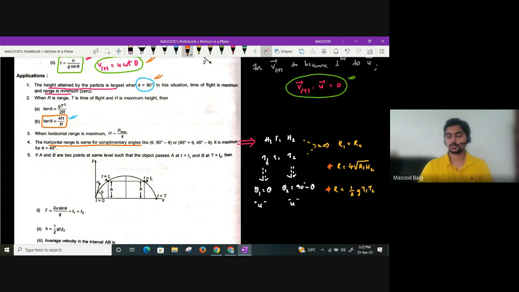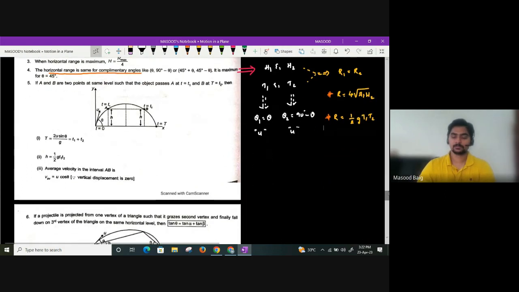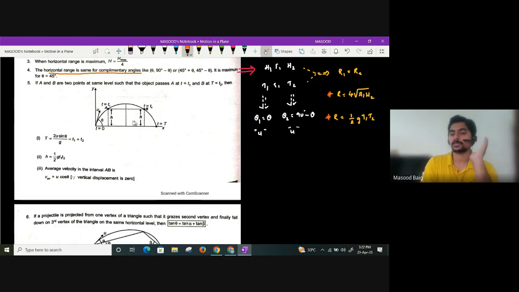Clear all of you? So in first case, if h1 is the maximum height, in second case, if h2 is the maximum height, if maximum heights are given, then range will be 4 root of h1 h2. If time of flights are given, then range will be half g t1 t2. Understood all of you? Yes or no? Clear everyone?